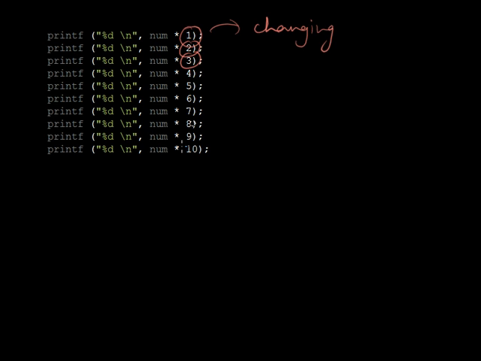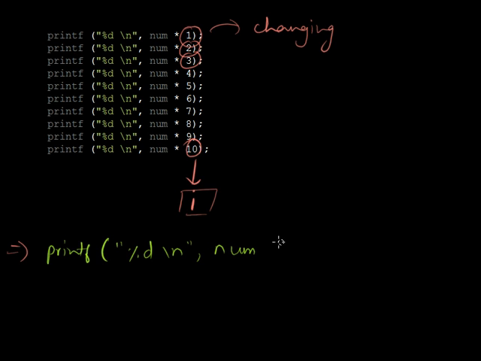So what we can do is we can put this changing, varying constant into one variable. Let's name that I, and write a single statement like this. We can write printf, and then as it is written %d \n, and then we can print num into I.